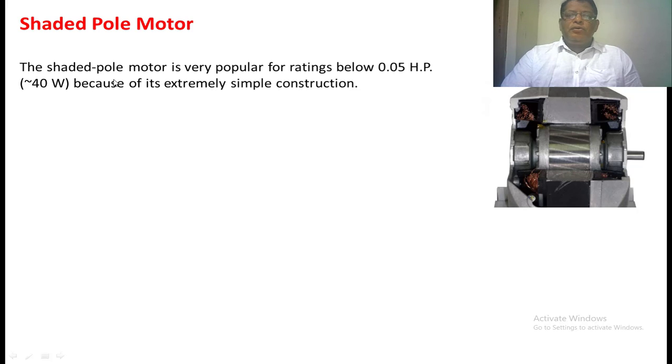Shaded pole motor. This is the cut section of the shaded pole motor. This is the stator frame. To the stator frame, the projected poles are attached. This is the squirrel cage rotor. Shaded pole motors are very popular for ratings below 40 watts because of their very simple construction.